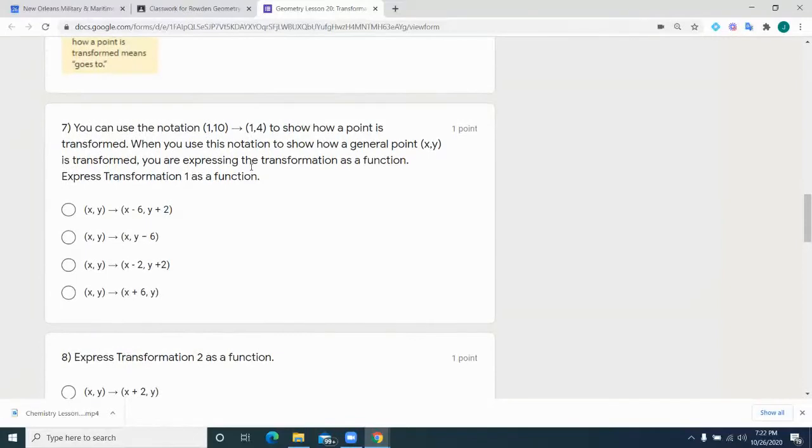So let's do that, but for the whole function. When you use this notation to show how our general point (x, y) is transformed, you're expressing the transformation as a function. Express transformation 1 as a function. So now what I want you to think is, what happens?